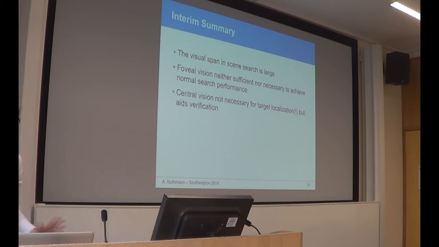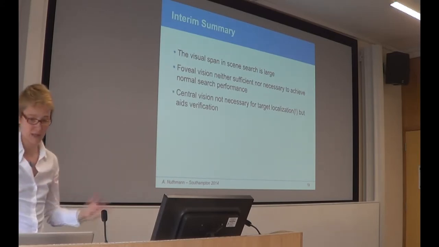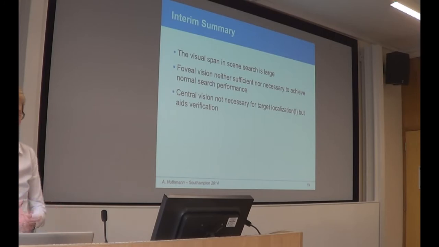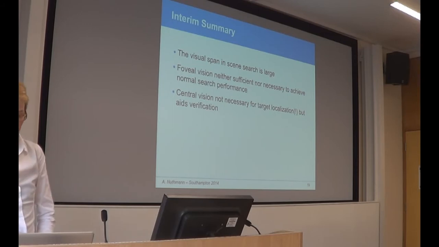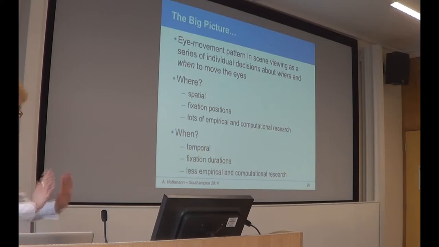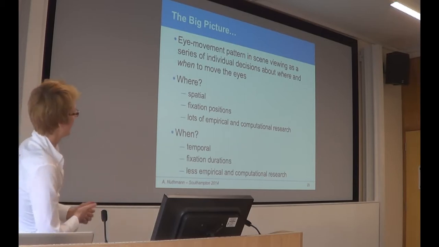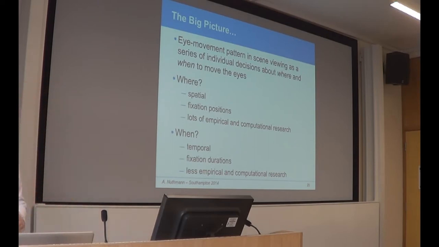Right, so that's a brief interim summary. The visual span is large. Foveal vision is neither sufficient nor necessary to achieve normal search performance, and central vision is not necessary to locate the target, but it aids verification. Right, so that was the first part about the visual motor aspects, and if we now zoom out a little, the complex eye movement patterns in scene viewing can be represented simply as a series of individual decisions about where and when to move the eye.